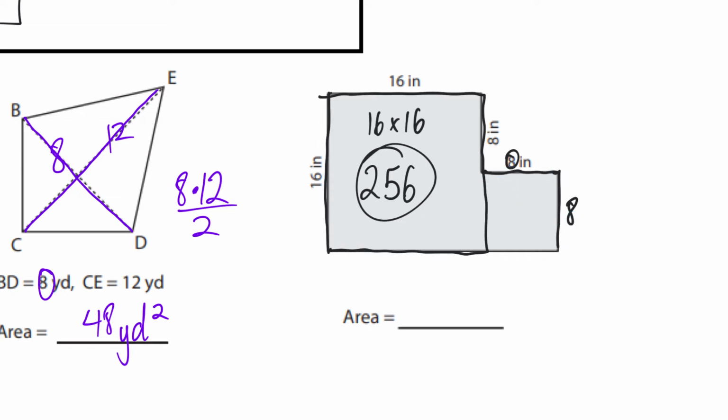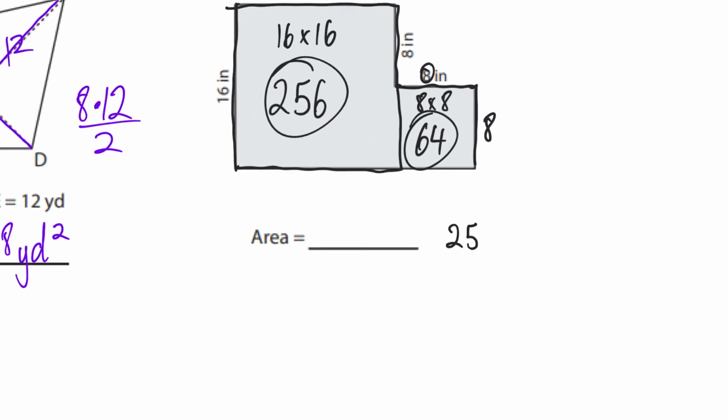So this piece is an 8 by 8 square, which has an area of what? 64. Now I want the area of this whole thing together, so what am I going to do with these two? Add them up. Good. So I'm going to take the 256 plus the 64. Okay, and it's going to give me 320 square inches.